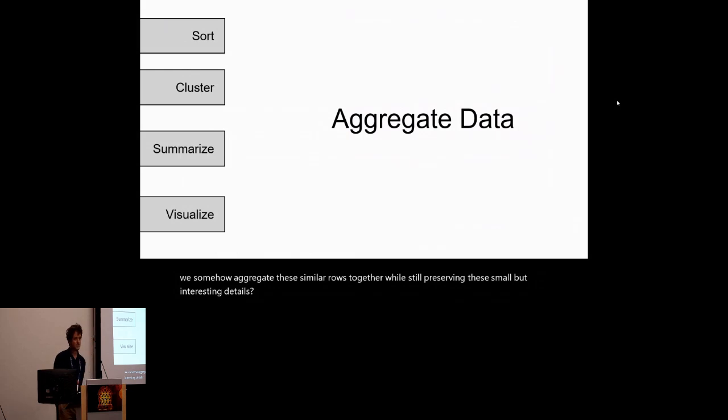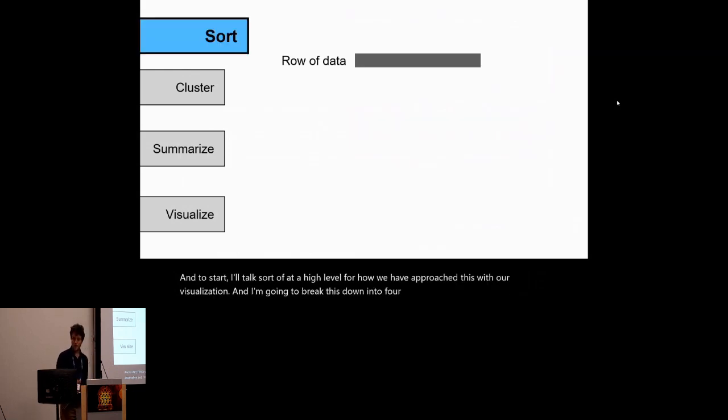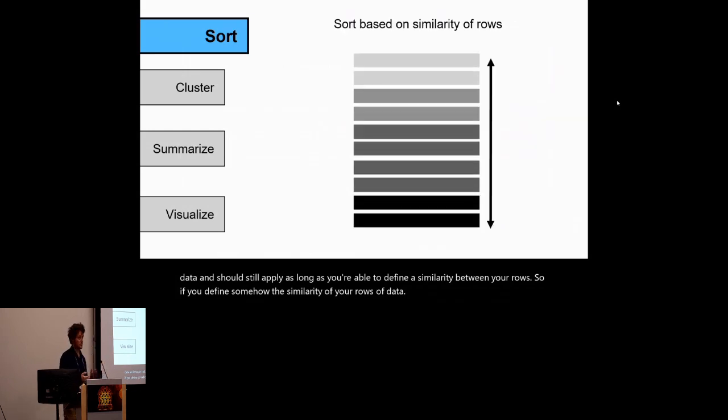And to start, I'll talk sort of at a high level for how we have approached this with our visualization. And I'm going to break this down into 4 steps. First, we sort our data. This is a very abstract representation of data because you can have different structures for data and it should still apply as long as you're able to define a similarity between your rows. So if you define somehow the similarity of your rows of data, you can then sort your data so similar rows are next to each other.